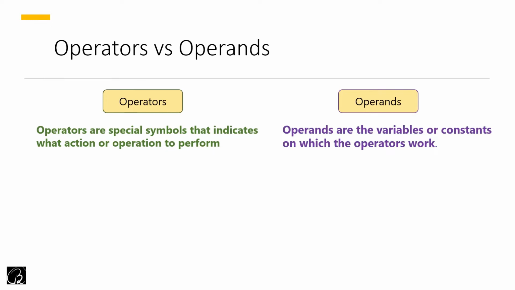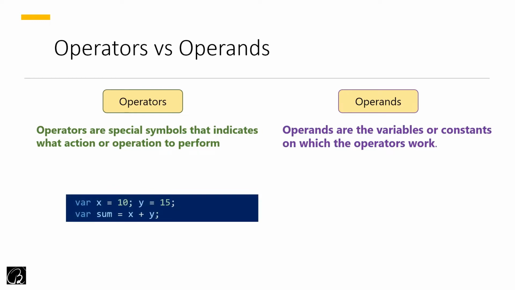So let me show you one example. Let's say I'm taking one variable x equal to 10, y equal to 15, and I'm doing a sum between them, sum equal to x plus y. If you look at this, can you tell me what operators are there? Yes, you're right. First we have equal to, that is the assignment operator. Then we have plus, that is the arithmetic operator. So here we have 2 operators, right?